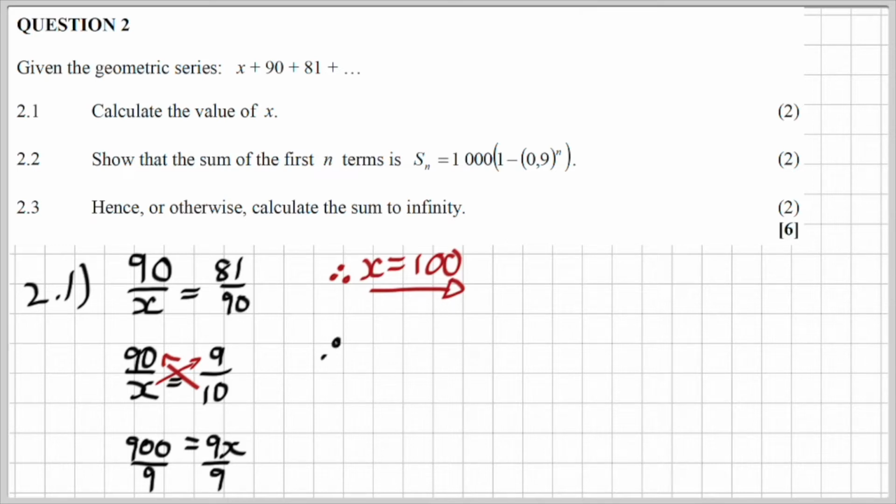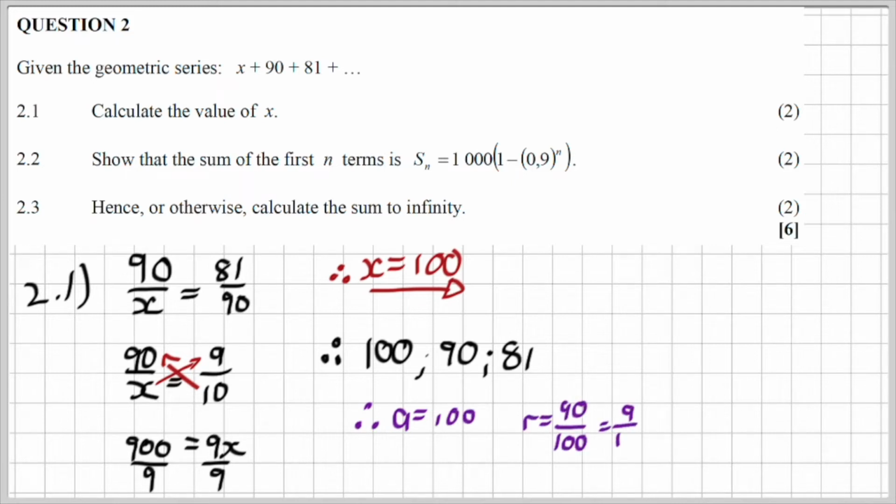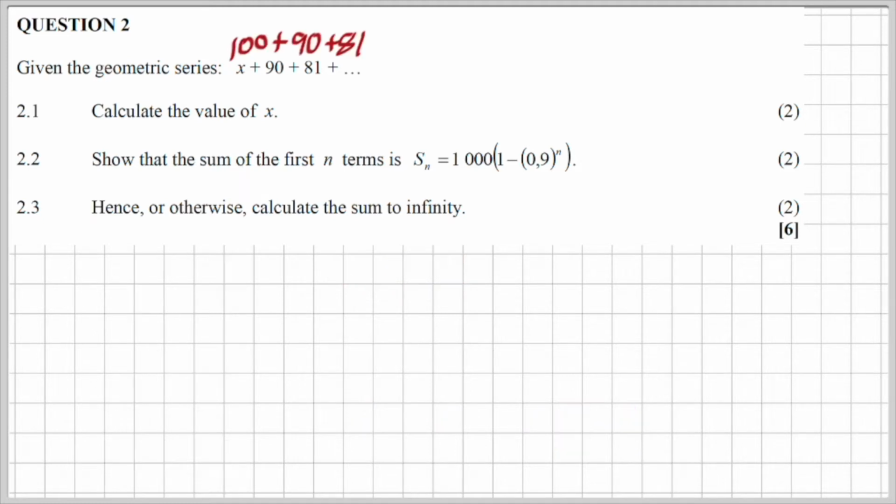If I put that x equals 100, I now have the series 100, 90, and 81, which means A is 100 and R is 90 over 100 or 9 over 10. Now this I can use in question 2.2 and question 2.3. Simple and straightforward. Let's look now at question 2.2.